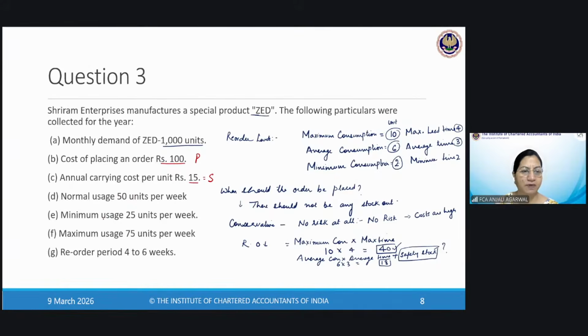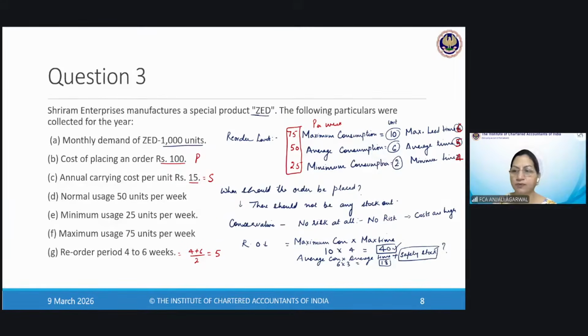Normal usage, minimum usage, maximum usage. So these figures are your 75, 50, and 25. And reorder period is 4 to 6 weeks. So this is 6, 5, 4. Here 5 is not given, but 4 plus 6 divided by 2 will give me the average 5. Right? So this is the consumption 75, 50, and 25 per week.